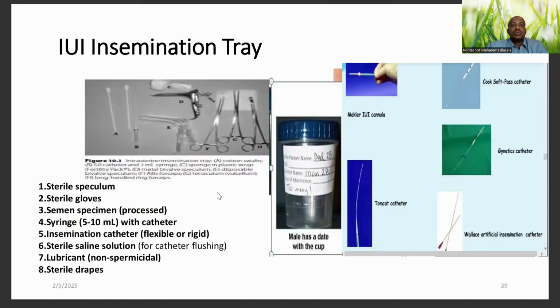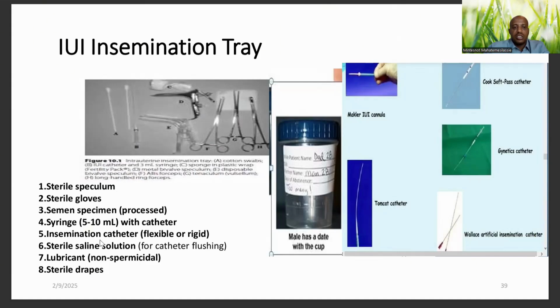So coming to what we need to do IUI, we don't need sophisticated instruments. Most of the things are available. Maybe we need a sterile cup or a catheter. There are different types of catheter, and semi-rigid catheters are especially important. We need a sterile speculum, sterile gloves. We need processed sperm.